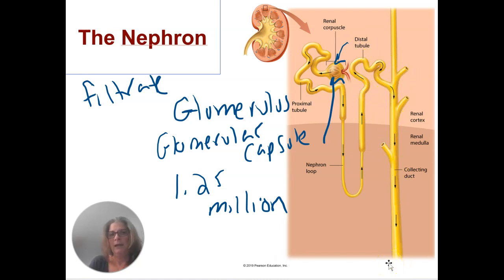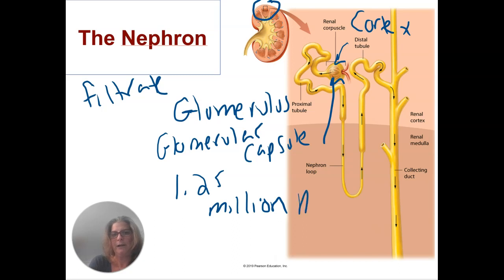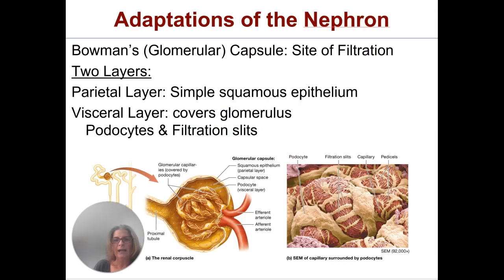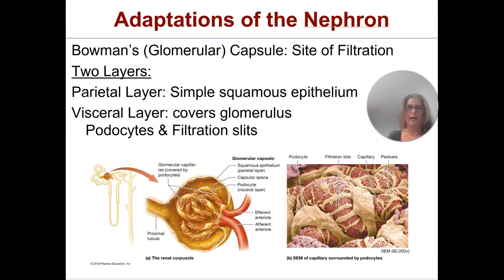So in this image, what we've done is we've blown up a piece of the kidney so that this is the cortex, this lighter area, and then the darker area is the medulla. So that's the flow of the filtrate as it passes through, but there's some adaptations in each part that we need to talk about. So the glomerular capsule, or Bowman's capsule, that's where filtration occurs. So here's a close-up of it.